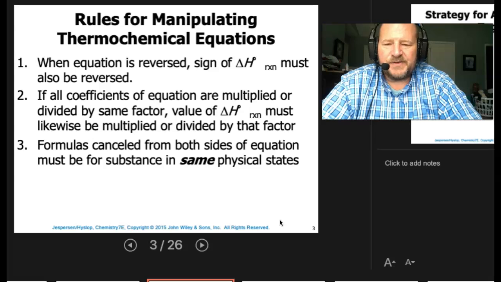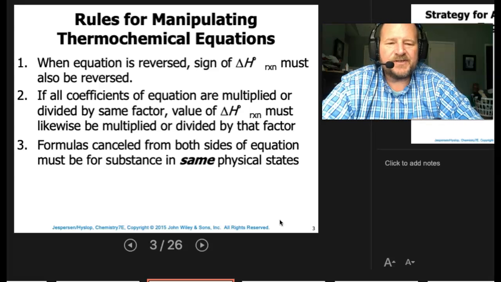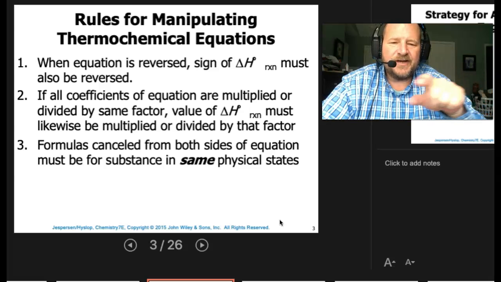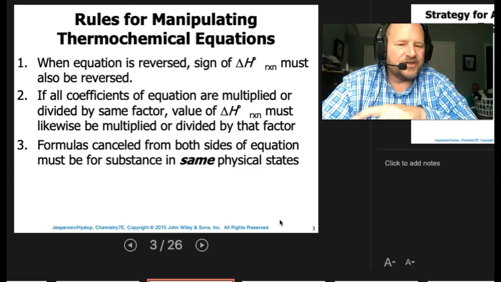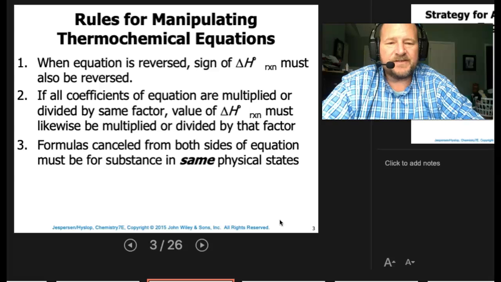Formulas canceled from both sides of the equation must be for substances in the same physical states. Remember that state matters. So if it's a gas in one reaction and a liquid in the other reaction, then they do not cancel out. You have to atone for that difference in state.